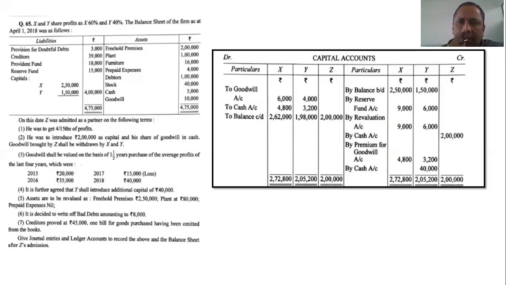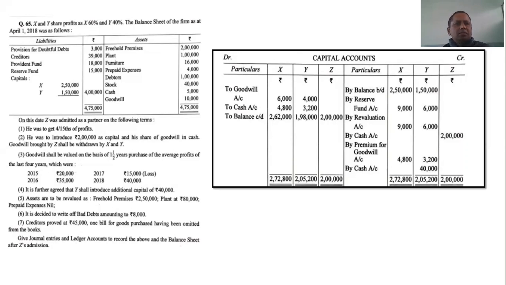And after that we transfer the goodwill and the bad debts. And the 4th point, it is further agreed that Y shall introduce additional capital of 40,000. So by cash, the Y capital account is also credited with the new cash brought by Y, 40,000.